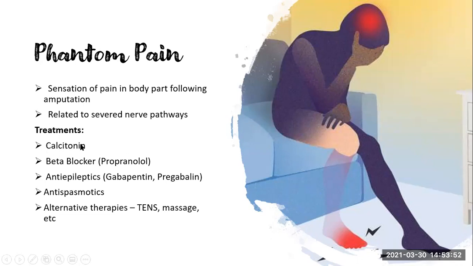Treatments include calcitonin, the same medication we discussed with treatment of osteoporosis. Beta blocker, such as propranolol, and these anti-epileptic drugs, gabapentin, also known as Neurontin, pregabalin, known as Lyrica, these are commonly used. They're less likely used, even though they're anticonvulsants, they're less likely used for seizures and more likely used for nerve pain. You do need to know these drugs, side effects of gabapentin specifically.